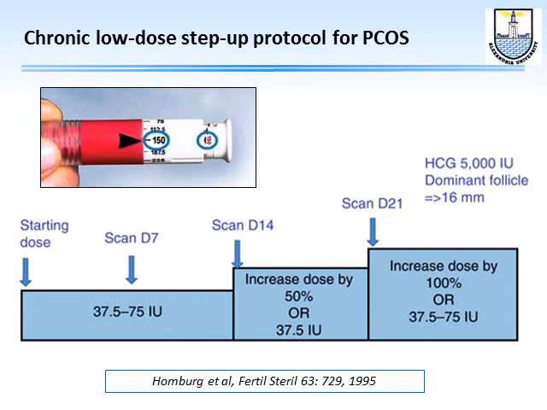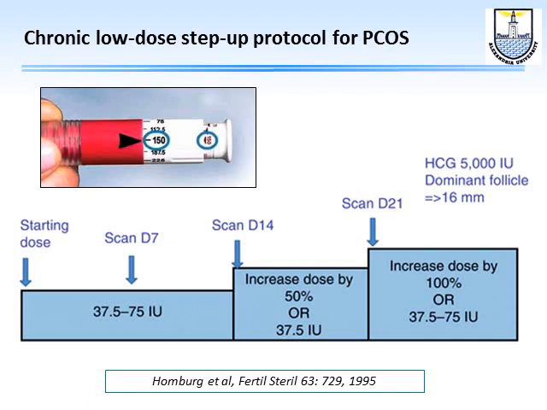What came after this is that in order to prevent ovarian hyperstimulation, drug companies produced a pen. And the idea of the pen is that, first of all, it can be self-administered, and number two is that you can use a flexible dose. So if you want to give a smaller dose, you can give a smaller dose, because Roy Homburg had come up with this chronic low dose step-up protocol, meaning what?